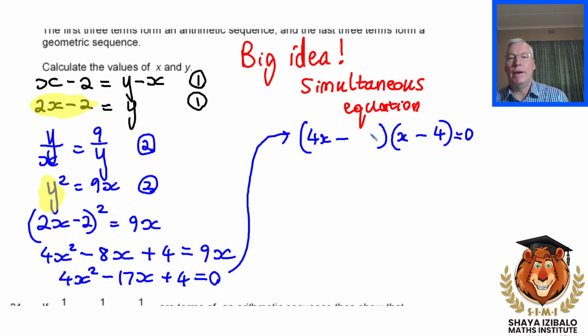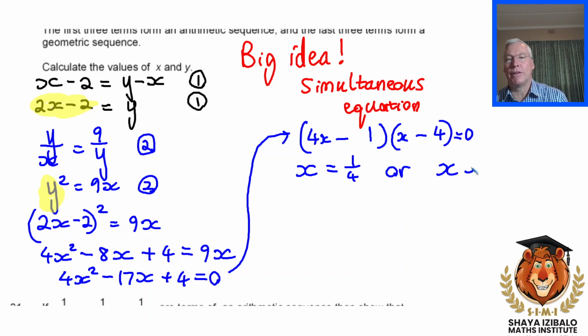So this is going to be 1. And if we check it, negative x, negative 16x, and we've still got the plus 4. So now we've got our answers. x is a quarter, or y is 4, or x is 4, sorry.